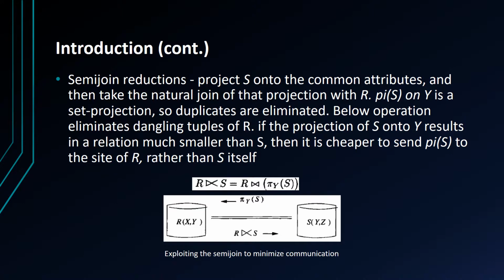So this is called pi Y of S. This is nothing but projecting the S relation on the Y attribute to R, and then we perform an inner join with R. So semi-join is nothing but an inner join, but a projection is an extra step, you can say, which comes before the inner join.